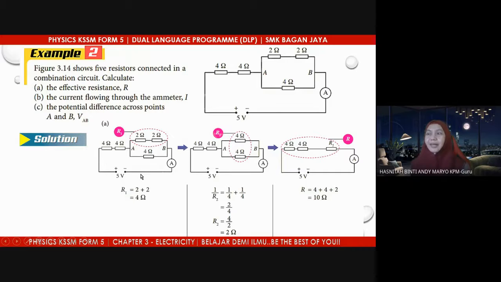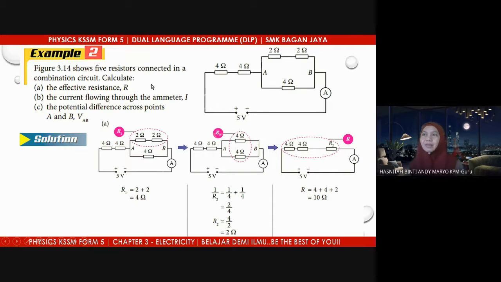Okay, this is the second example. You can read from your textbook. Okay, this is the second circuit. So we have two resistors here connected in series, 4 ohm and 4 ohm, and we have 2 and 2 ohm here connected in series, and they are parallel with this 4 ohm resistor. Okay, so we have a combination. These are parallel and then in series with these two 4 ohm resistors.